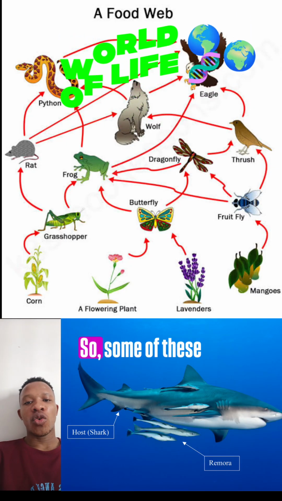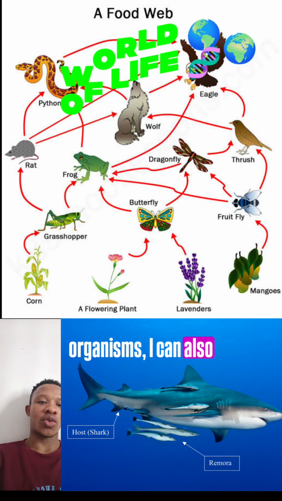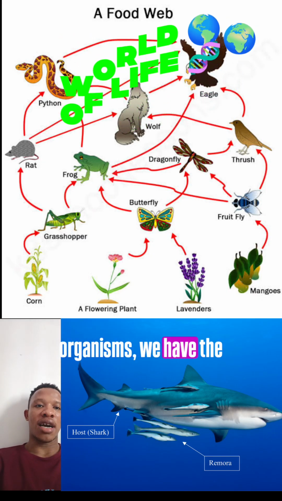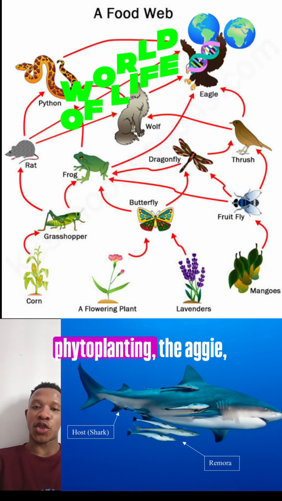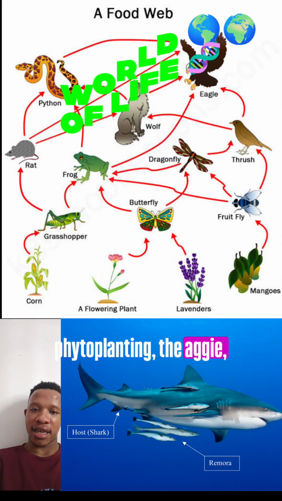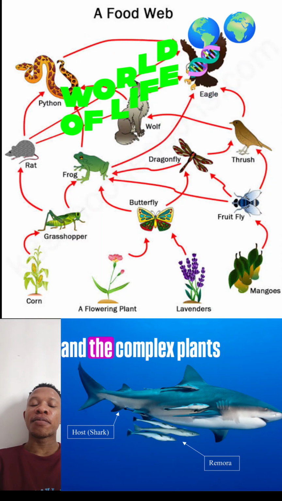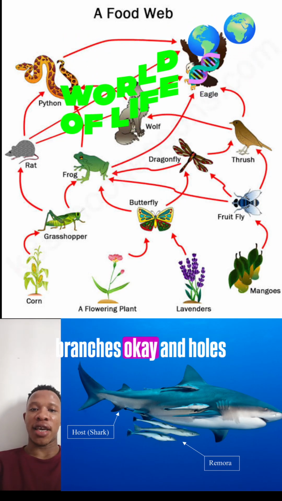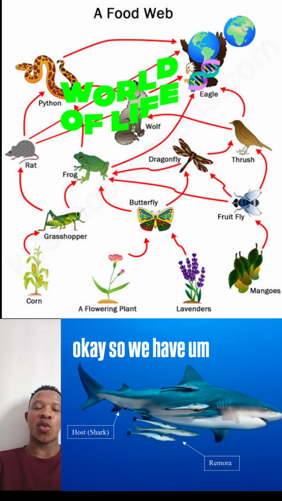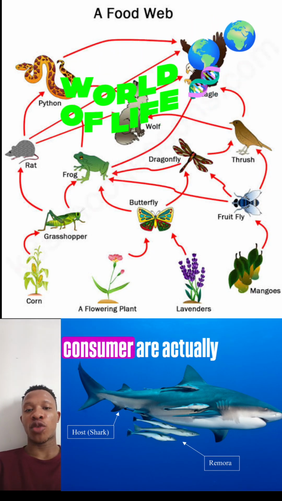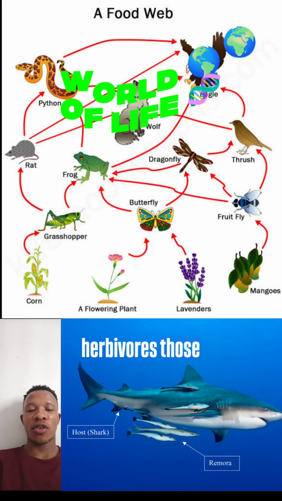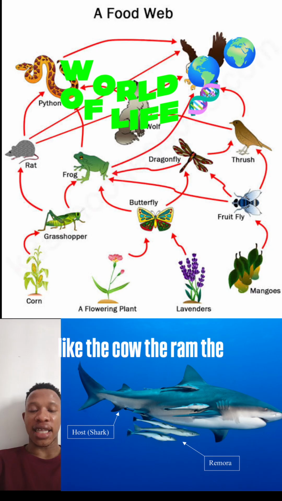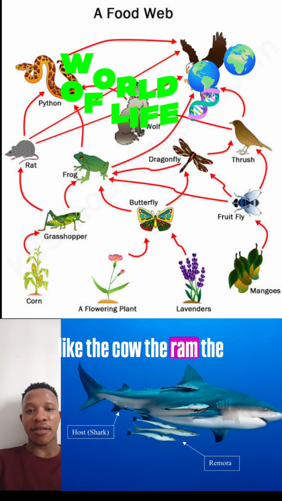Okay, so some of these organisms I can also give as examples. We have the phytoplankton, the algae, and the complex plants, the plants that have branches and roots. Okay, so we have primary consumer. Primary consumers are herbivorous, those organisms that feed on vegetables, like the cow, the ram, the rabbit, and more.